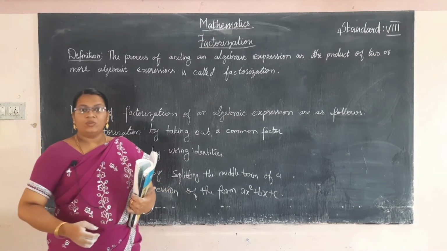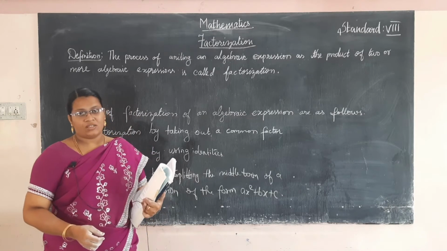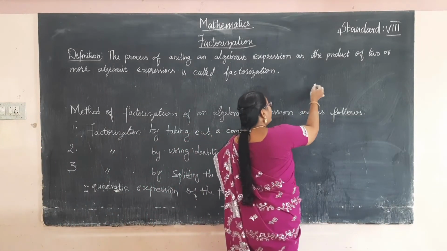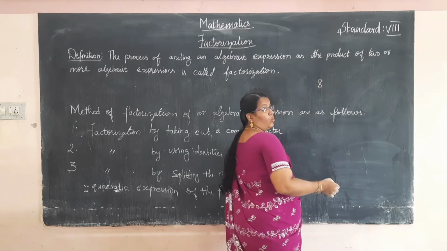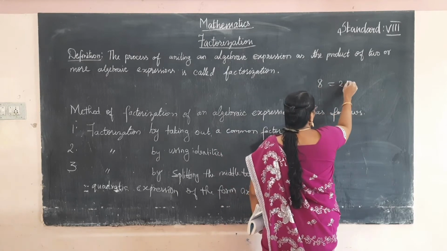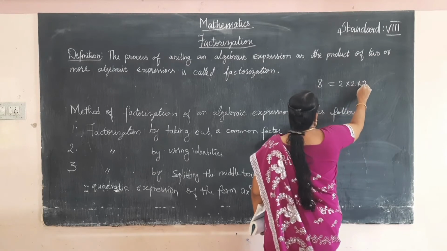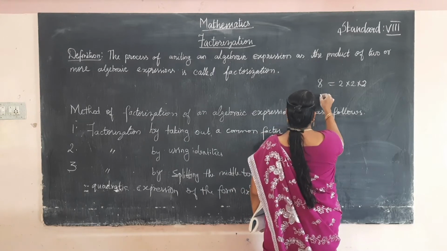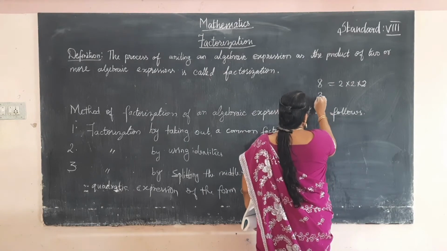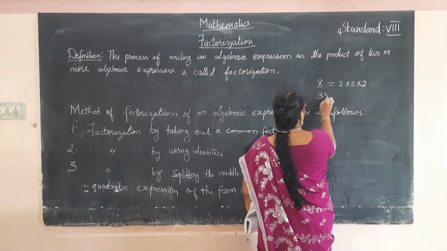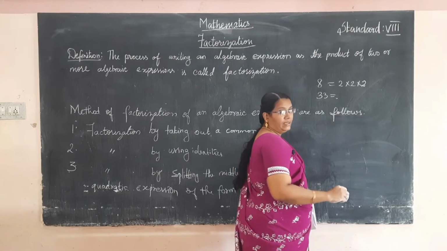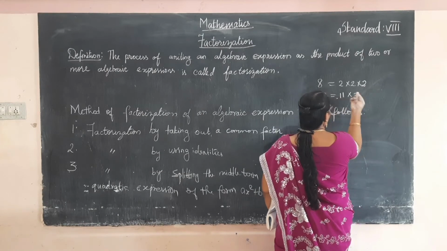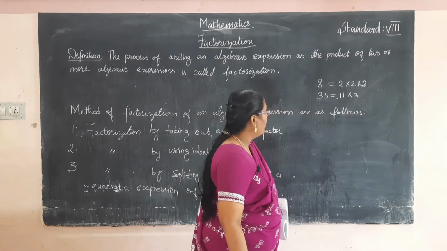Already you know that factors means you have written the product. For example, what are the factors of 8? 2 into 2 into 2. Okay, this is a factor. And then 33. What are the factors of 33? 11 into 3 or 3 into 11. These are the factors of 33.